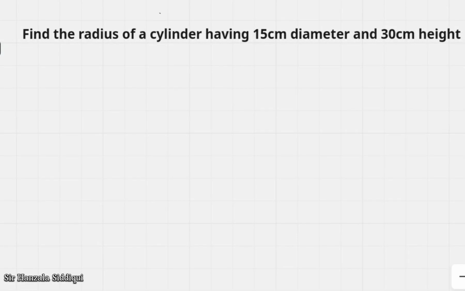Today's video we see how to find the volume of a cylinder having 15 centimeter diameter and 30 centimeter height. First we find the radius. 15 centimeter is the diameter, so we know that d over 2 is the radius. That means 15 over 2, 7.5 is the radius, right?